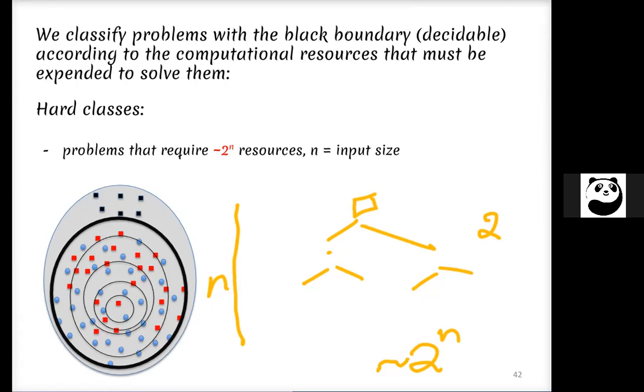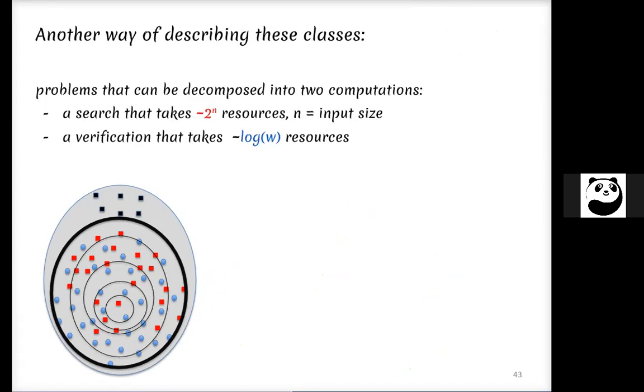The reason why we consider it hard is because, well, if the input was 2,000, and then you doubled it to 4,000, the amount of resources grows exponentially, massively exponentially. So we consider that hard.